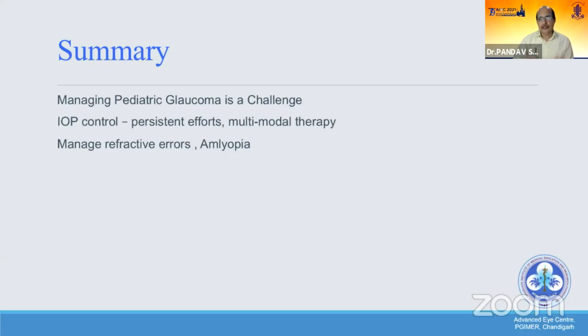And not only that, management also requires attention to other problems which come up with time, like refractive errors, amblyopia, and there might be corneal transparency issues. So all those things need to be kept in mind while dealing with children.